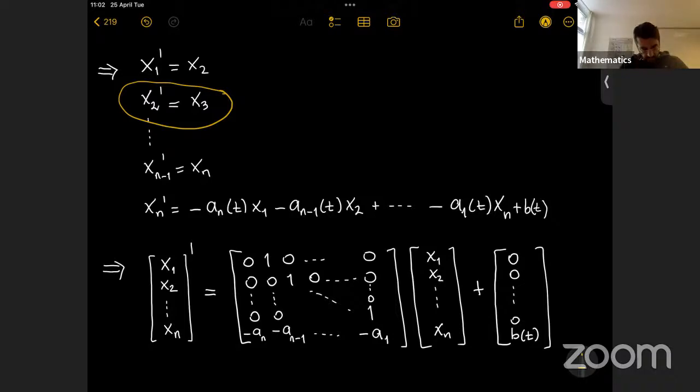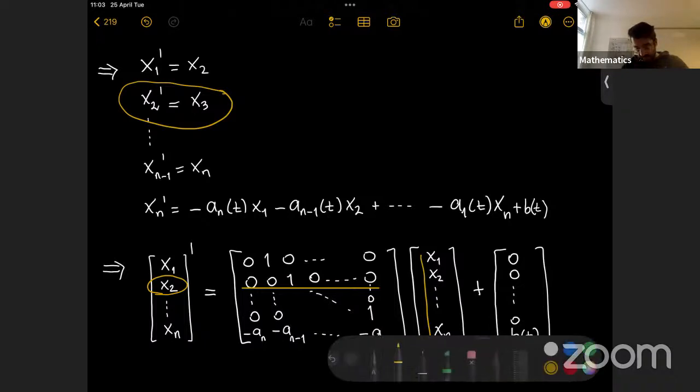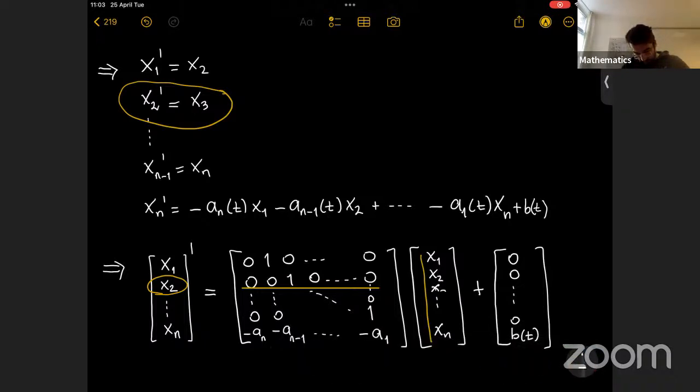x2 prime, how do you obtain x2 prime? x2 prime is here, right? And you get x2 prime by multiplying this row with this column, okay? And you see that x2 prime is equal to x3, right? So where is x3 here? x3 is here. When you multiply this row with this column, you get x3 because the only non-zero term here is the third one, and you get 1 times x3, right?